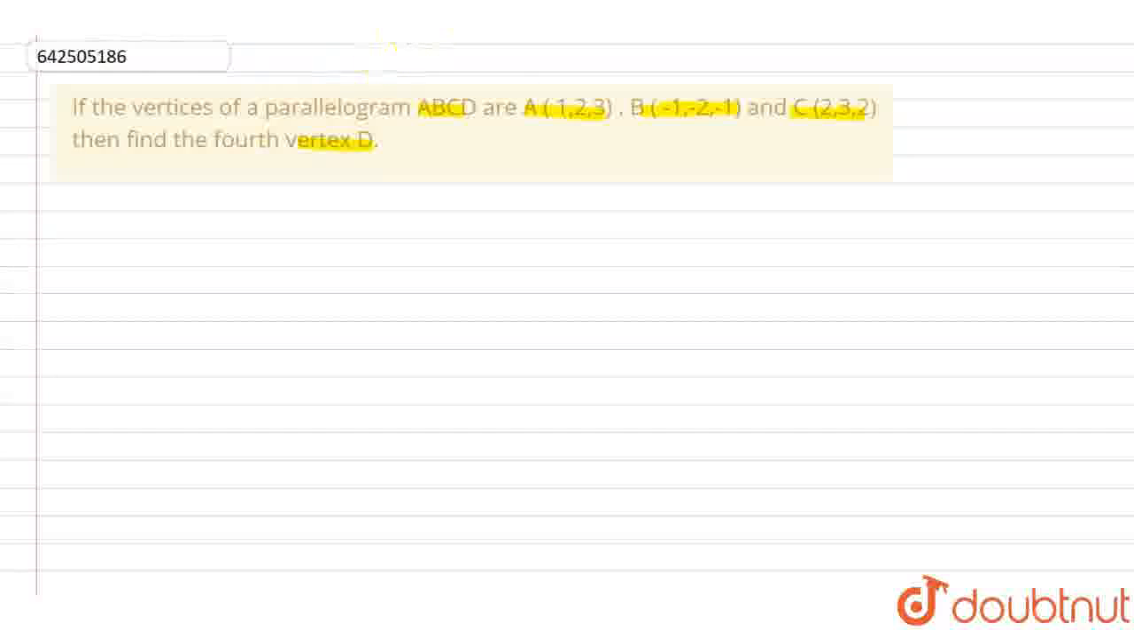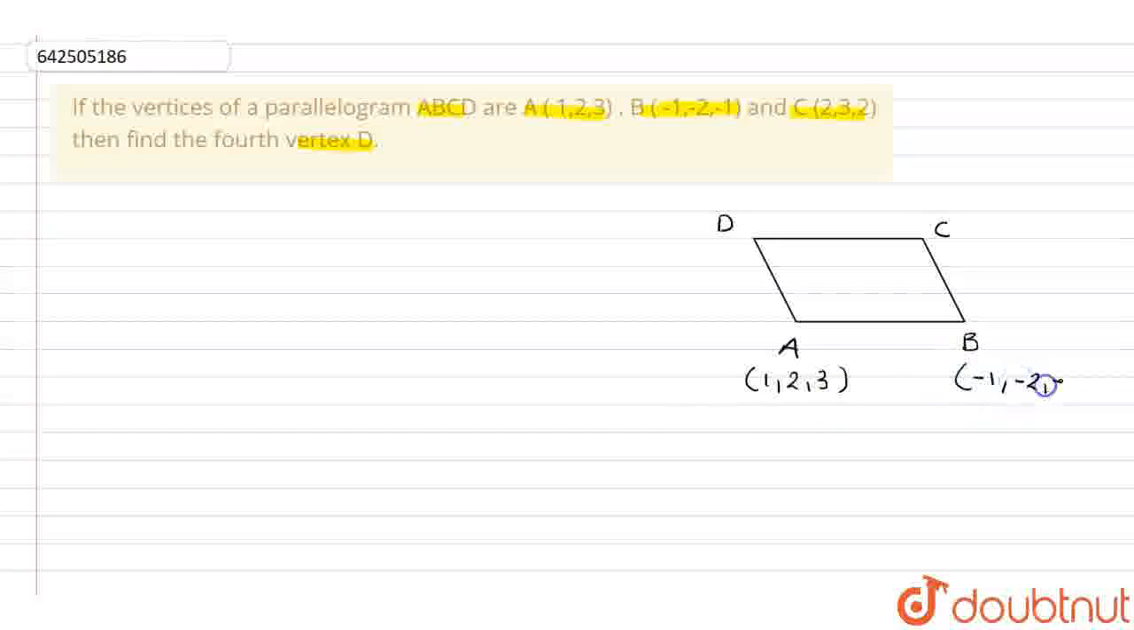First of all, in this question, we will draw the figure of the parallelogram. So this is our parallelogram ABCD. This is vertex A, this is vertex B, this is vertex C, and this is vertex D. We are given vertex A as (1, 2, 3), vertex B as (-1, -2, -1), and vertex C as (2, 3, 2). And let vertex D be (x, y, z).